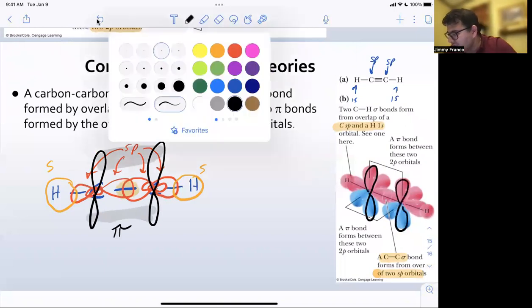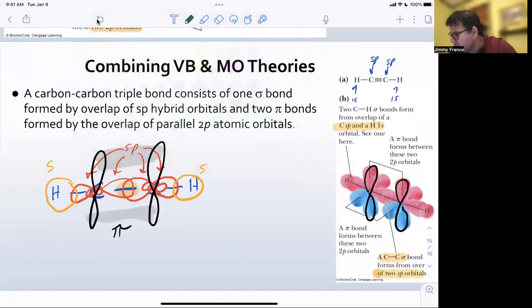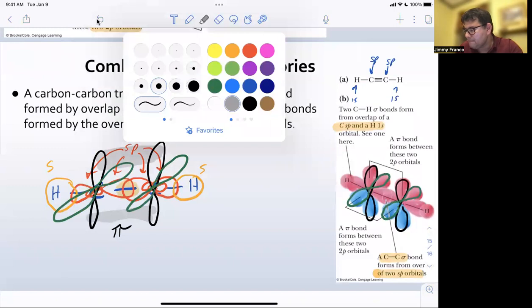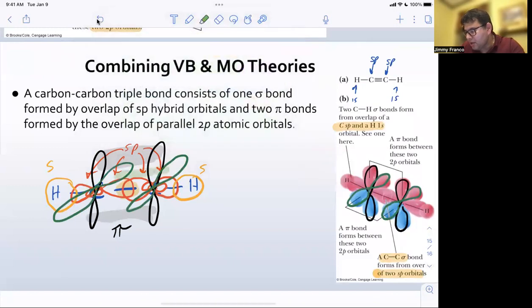And then let me find a different color that stands out. Maybe a green is going to work. And then we have a second one that stands out this way. And those are my two p's. So then we'd have a second one, and they're going to interact right here and here. And so remember, you get that top and bottom interaction.